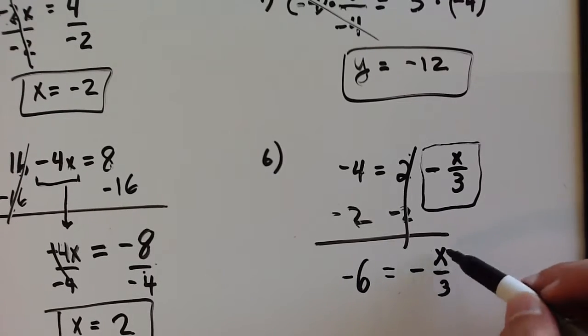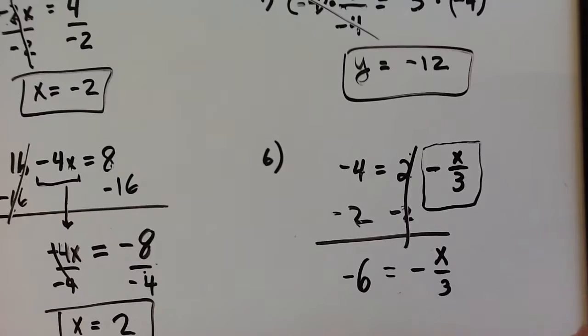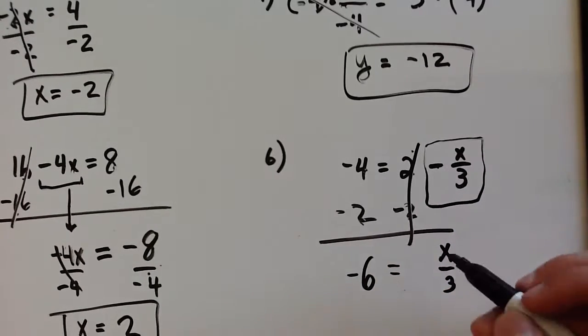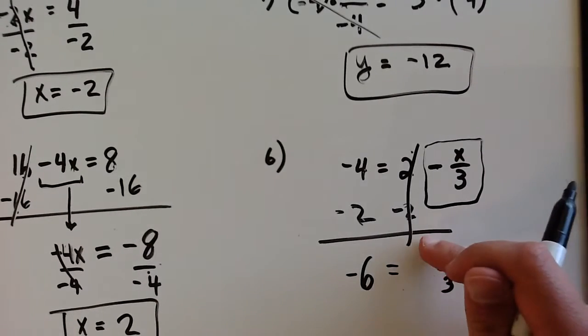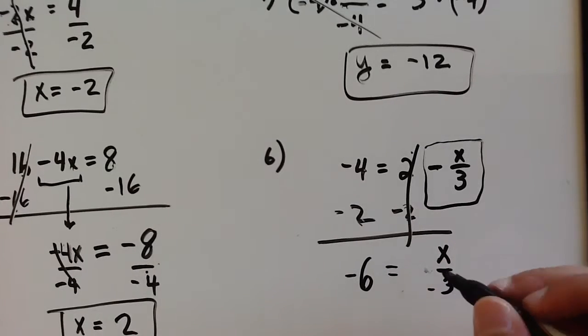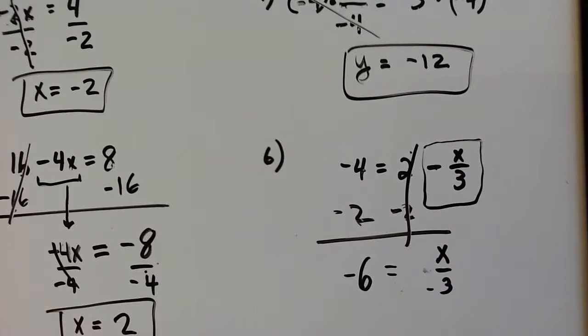Now, if I have negative x over 3, it can be written like this. It can be written with that negative sign in the numerator. It can also be written with a negative sign in the denominator. All of those are saying the same thing. Now, if you put it in the denominator, then it makes solving this a little bit easier because I have variable on the right side, numbers on the other.